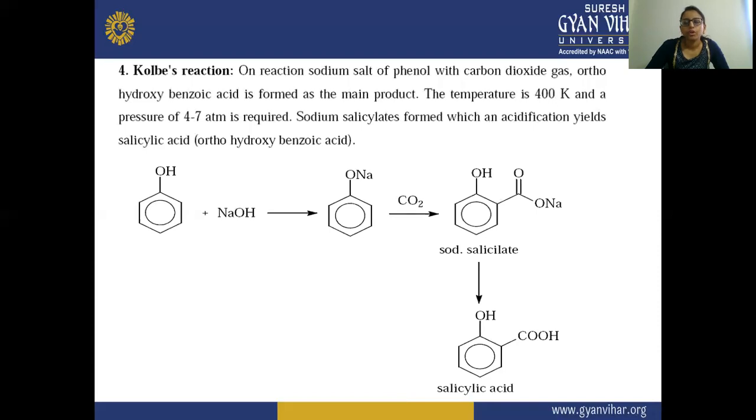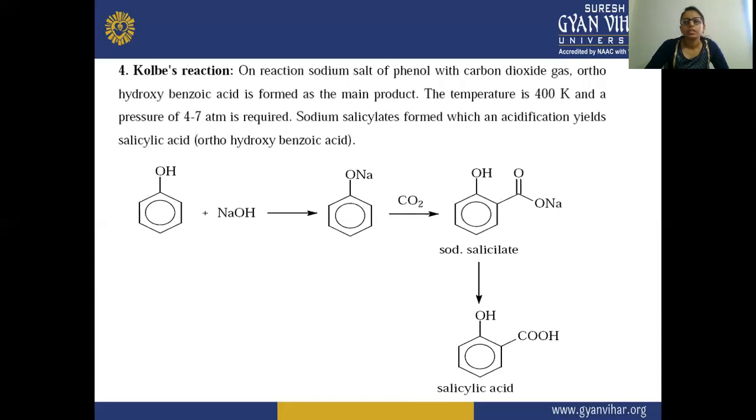So in the Kolbe reaction, phenol reacts with sodium hydroxide. There is a formation of sodium salt. And when the sodium salt reacts with carbon dioxide, there is a formation of sodium salicylate. And this sodium salicylate is acidified, and salicylic acid is formed. The temperature used here is 400 K, and a pressure of 4 to 7 atmosphere is required.